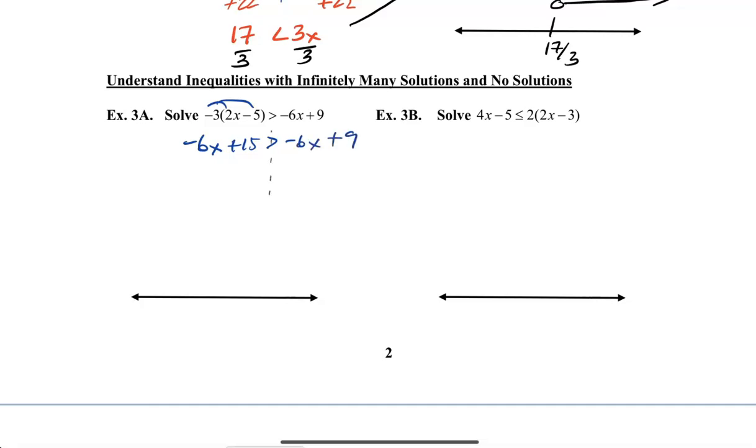We have an x on both sides, so that's what we always do, right? Let's get rid of it. Let's add 6x to both sides, get rid of that x. In this case, they both cancel out. We get 15 is greater than 9.